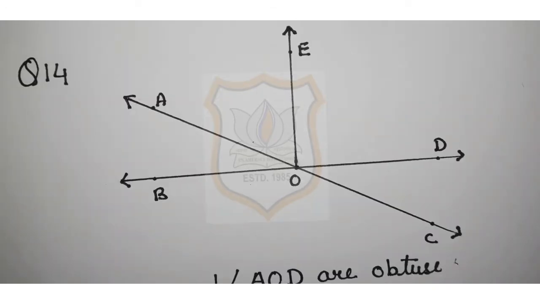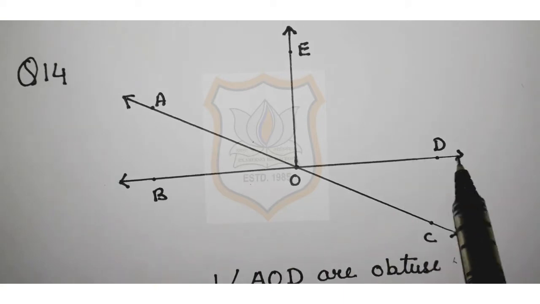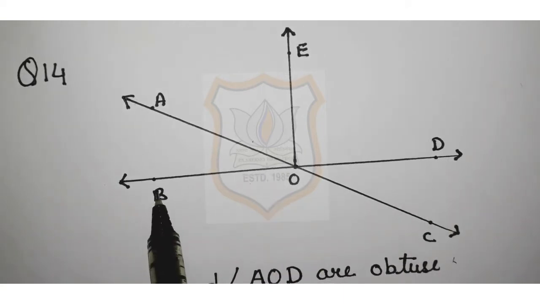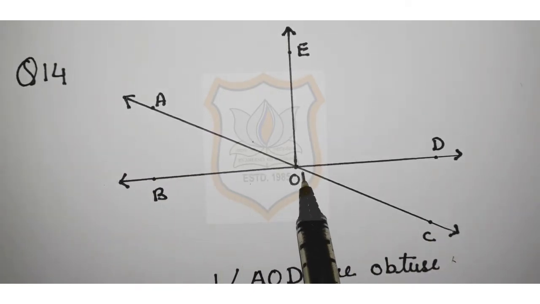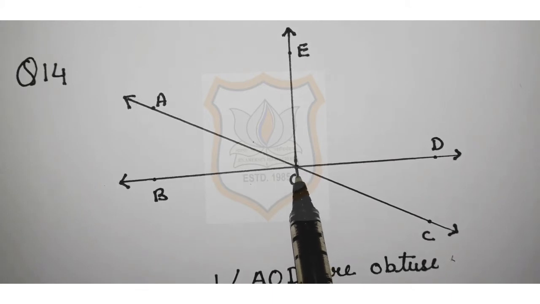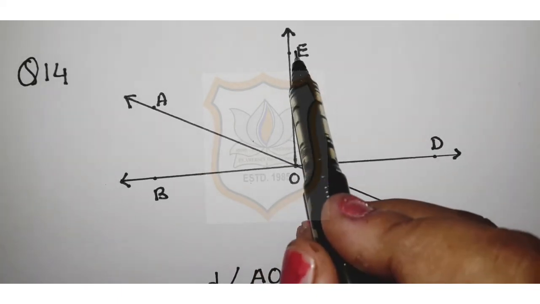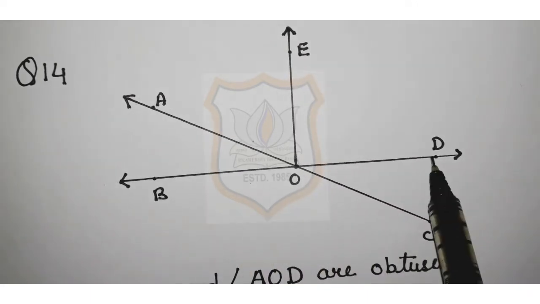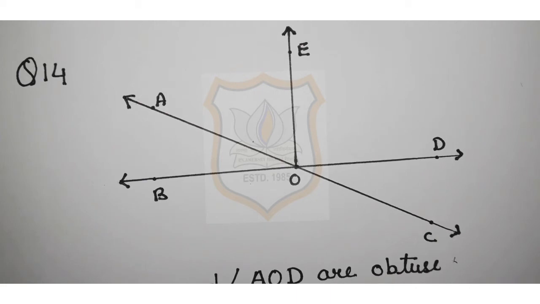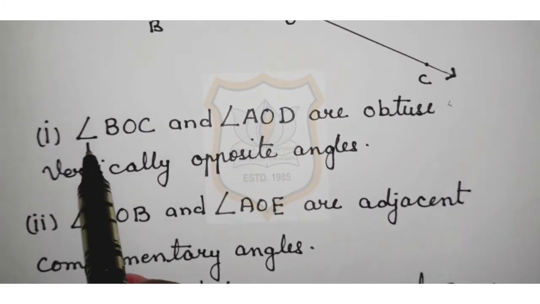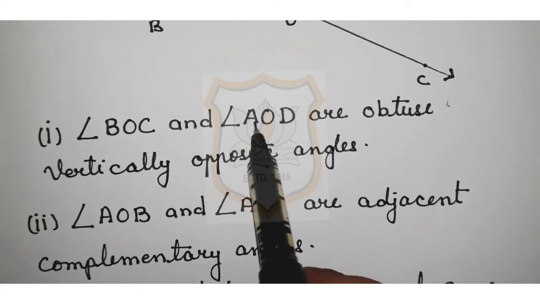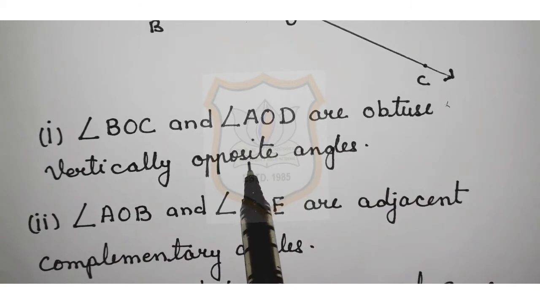Again, students, look at this figure very carefully. These are two lines BD or DB and AC. These are two lines which are intersecting at point O. And from the point of intersection, a ray is drawn perpendicular to it. That is, OE ray is drawn perpendicular to BD. Now, first question is, you have to tell the obtuse vertically opposite angles. So, angle BOC and angle AOD are obtuse vertically opposite angles.